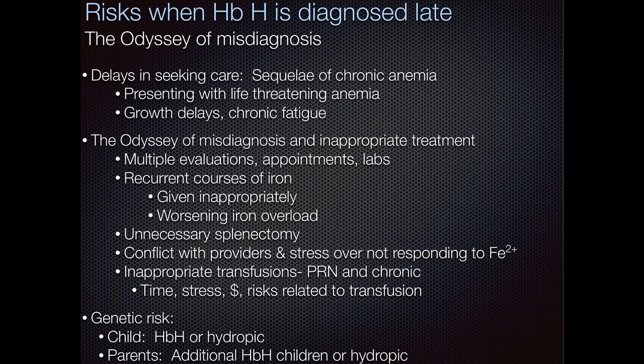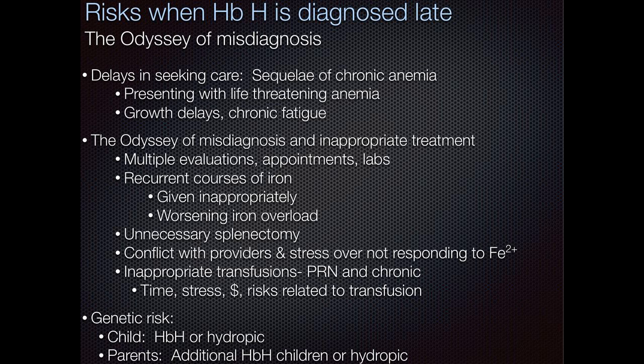So what are the problems if hemoglobin H is diagnosed late in life as opposed to in a newborn? Well, there are potential delays in seeking care, and the sequelae of living with a chronic anemia, potentially presenting with life-threatening anemias. The growth delays in height and weight I showed, sometimes chronic fatigue and decreased energy. There's the odyssey of misdiagnosis and at times inappropriate treatment. It's common to have multiple evaluations, appointments, labs, recurrent courses of iron that may be worsening iron overload, which aren't always necessary. If someone has hemoglobin H, a lot of that isn't needed.